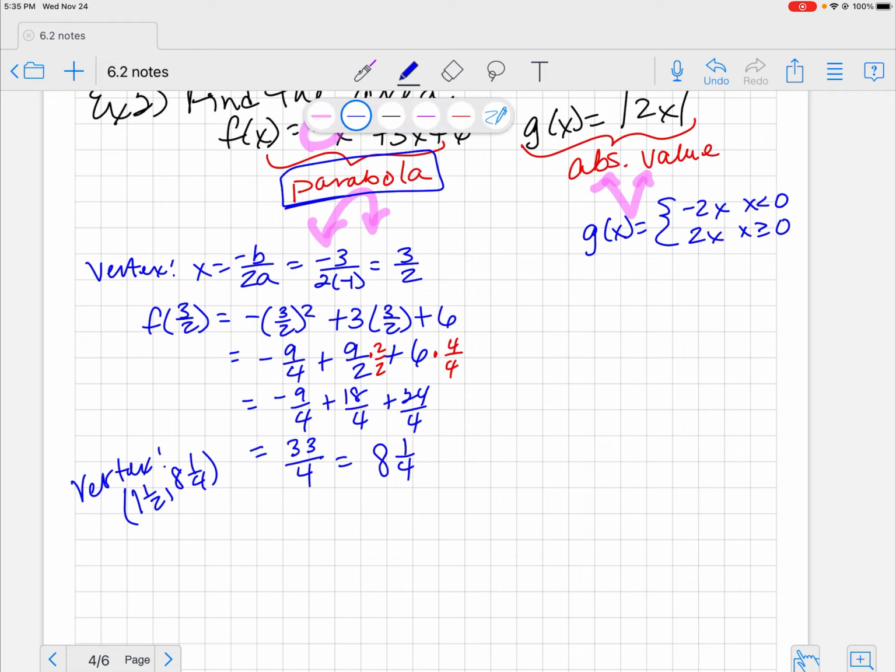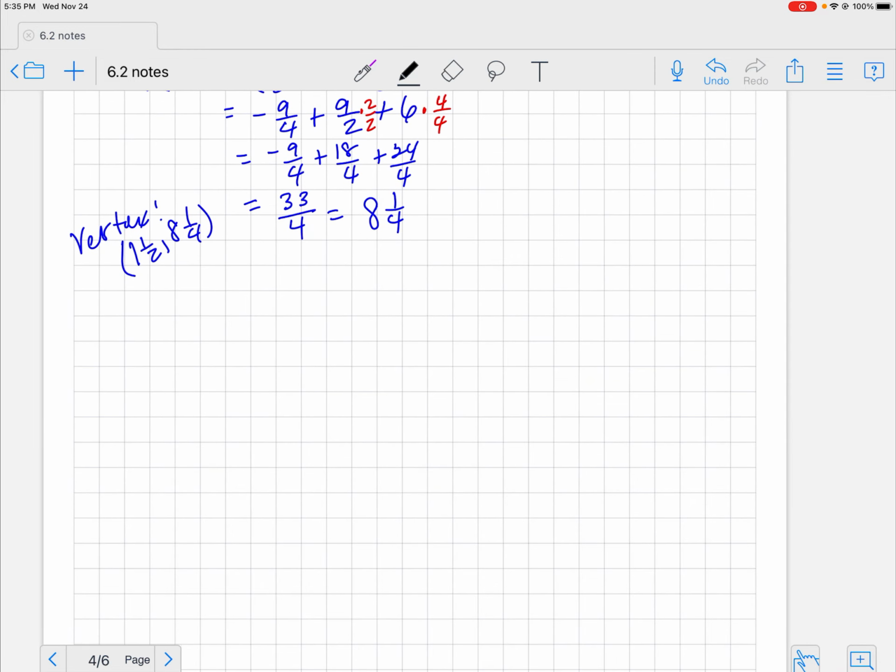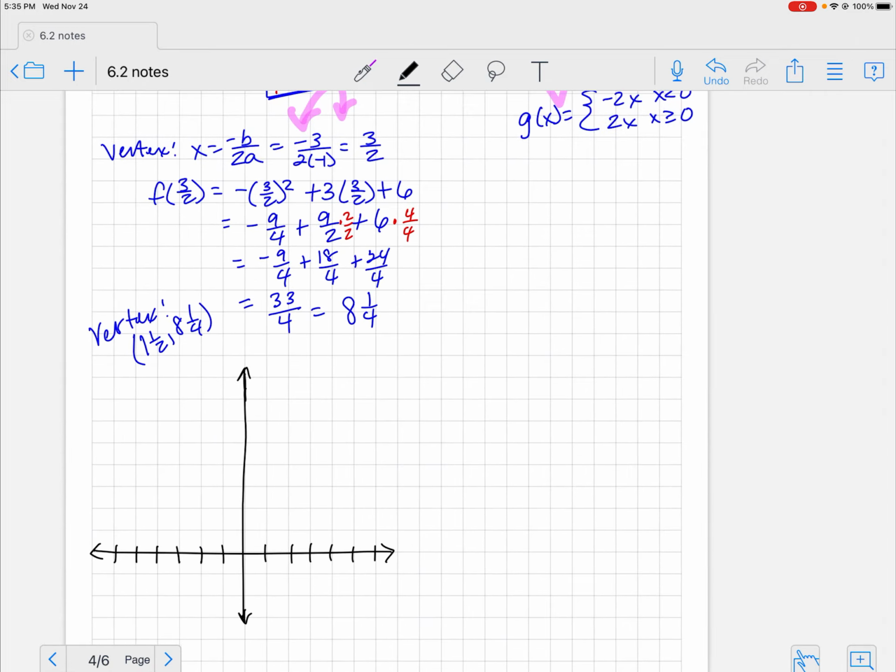Okay, so I am going to actually go ahead with our graph down here and see what we've got going for us. I know my absolute value is going to go from 0 up, so I don't have a whole lot that I'm going to go down below. 1, 2, 3, 4, 5, 6 that we have. The other thing that I already know is that 1, 2, 3, 4, 5, 6, 7, 8. Oh, we got to go up a little bit more because it's 8 1/4.